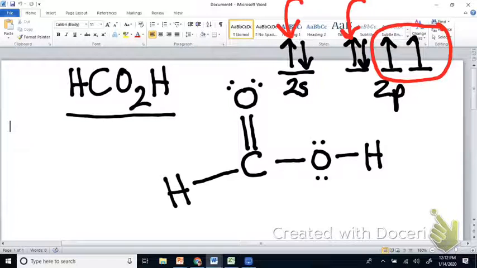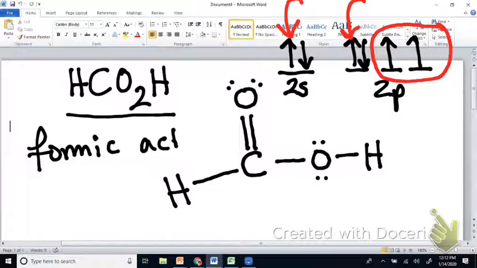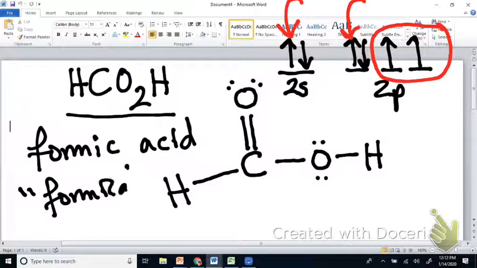This molecule is called formic acid. It comes from the Latin formica, which means ant. Formic acid is secreted by ants to properly digest food before they eat it. So that's the answer to our first problem.